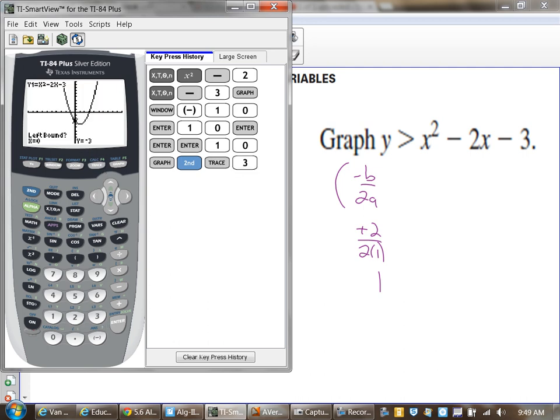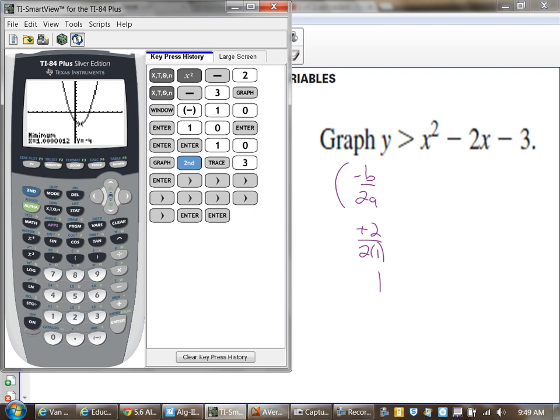Minimum. Remember what it means for left bound and right bound. What you're doing is you're putting parameters on both sides of the graph and want it to check for the smallest value. Right now my cursor is to the left of where the minimum occurs. Just hit enter. Scroll to the right. Doesn't have to be symmetrical. Hit enter. Guess. And my minimum occurs at 1, negative 4.